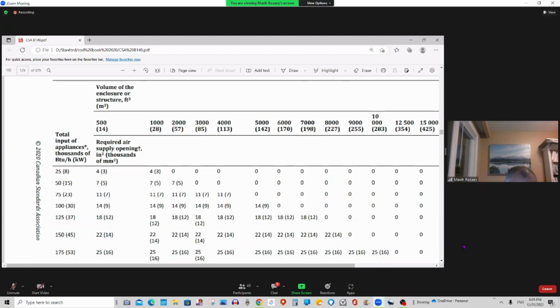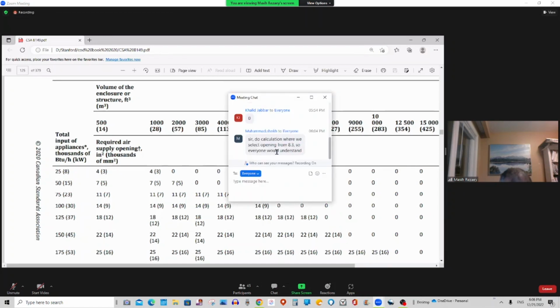Okay, we do have one appliance with draft control, 130,000 BTU, and one appliance without draft control, 50,000 BTU, both installed in a structure not complying with clause 8.2.1 and B, and the structure is 6,000 cubic feet. Find an opening for the combustion air.